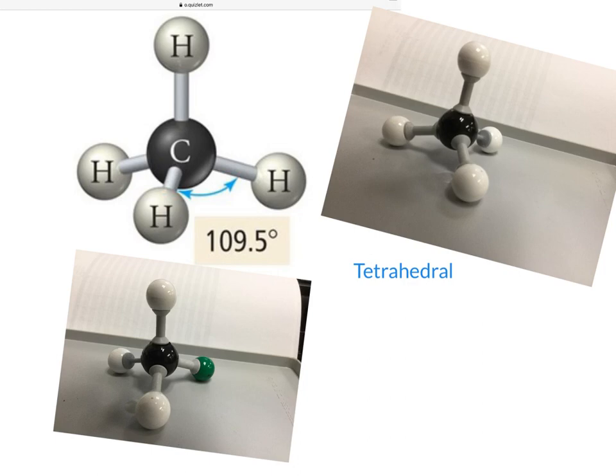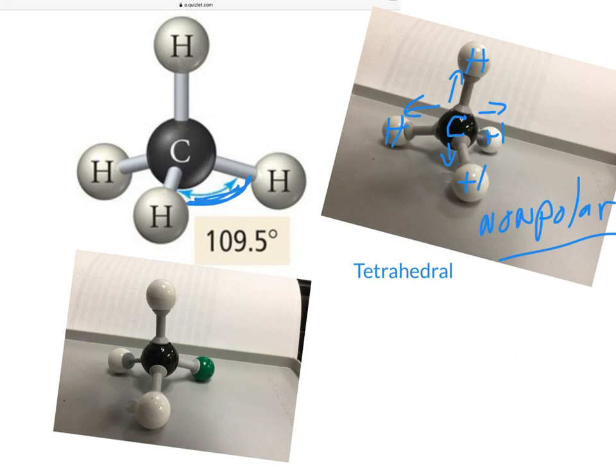Now this molecule is a tetrahedral. And again, because you have carbon and you have hydrogen in every single direction, you're going to have the same pull in every single direction. So this is a non-polar bond. Now this is a tetrahedral. Your angle here is 109.5 degrees.